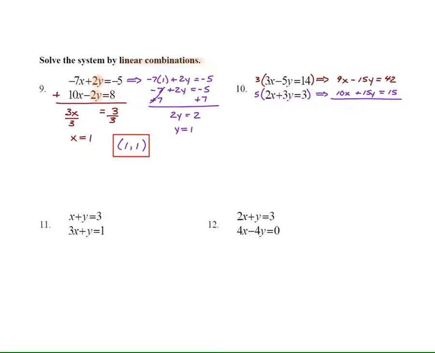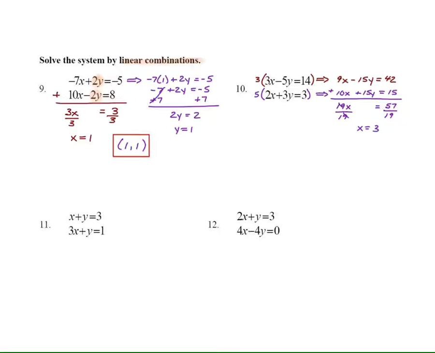And the reason why I chose 5 and 3 is because now if you look at your y coefficients, one is negative 15y and one is positive 15y. Therefore, if I add the system together, my y variables would drop out or eliminate. That's the whole point. So I end up with 19x equals 57. And then if I divide both sides by 19, I should get 3 for x.